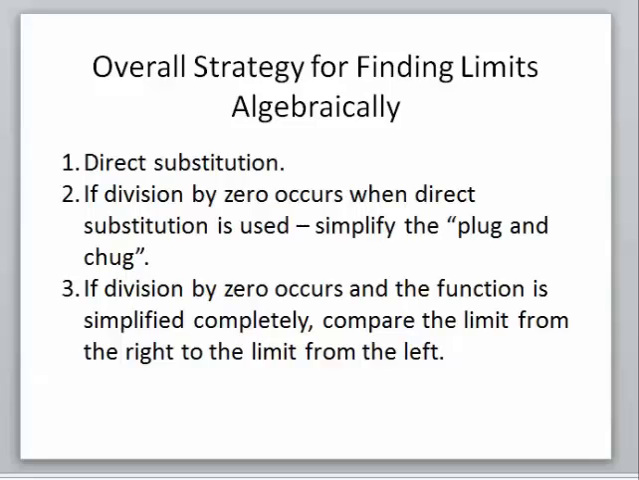There's a method that we're going to use, an overall strategy, and the first thing we're going to do is use direct substitution. If we end up just getting a plain old number, no problems occur. That's the answer. However, if we get a 0 on the bottom of a fraction or a 0 where something's undefined, we're going to simplify and then we'll try that number again using direct substitution. The last thing we'll do is if the division by 0 occurs and the function is completely simplified, then we'll have to compare the limit from the left and from the right to see if they're equal. And if they're not, then we'll know the limit does not exist.